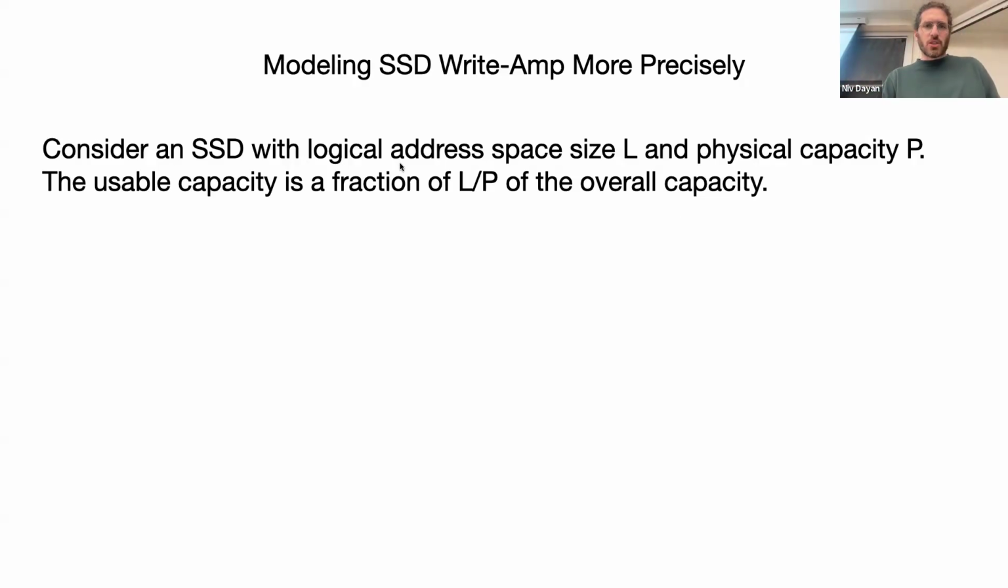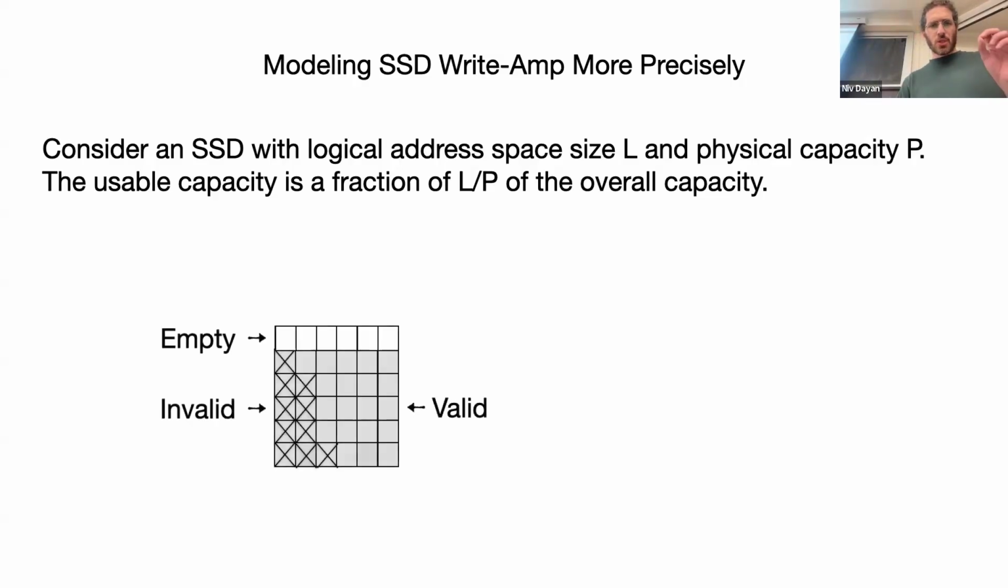Suppose we have an SSD with a logical address space of size L. You can store L addresses, let's say, and it has a physical capacity of P. These can be in the same units. So this means that the fraction of usable capacity that we have in the SSD is L divided by P. That's the fraction of the physical capacity of the SSD that we can actually use to store useful data.